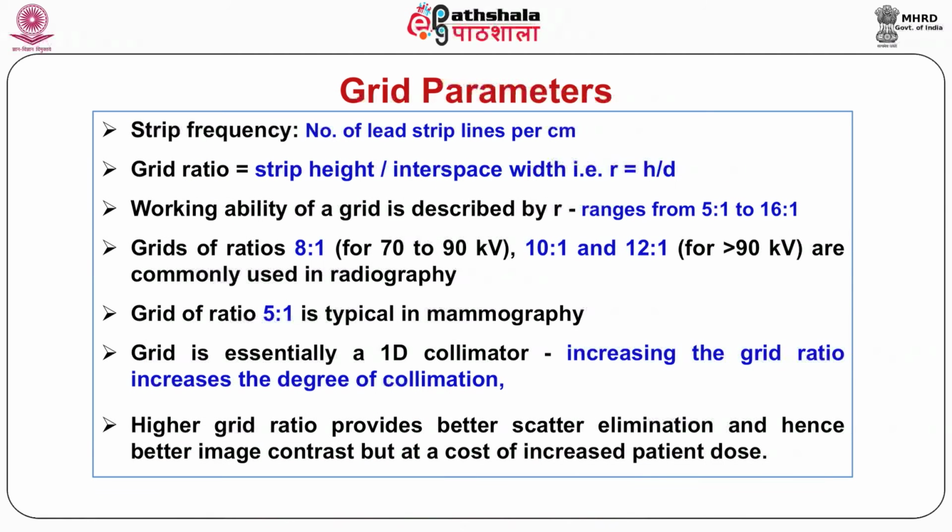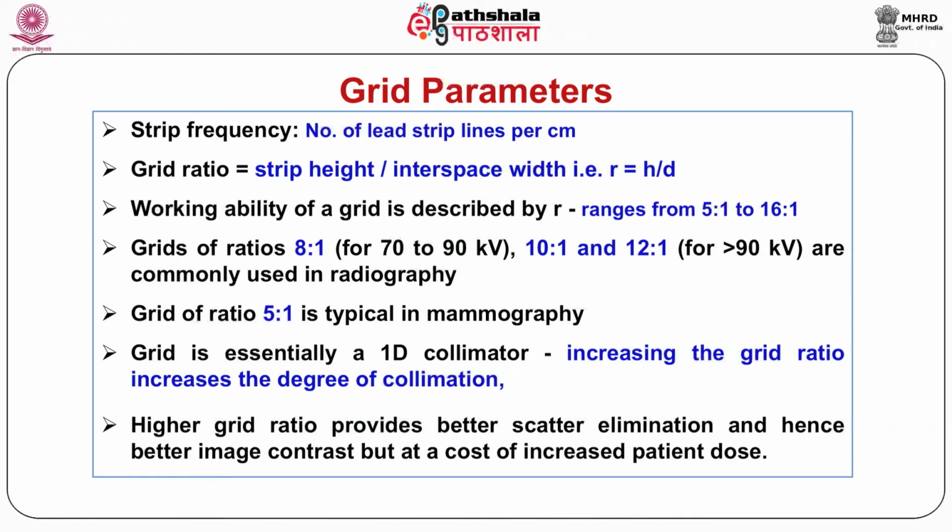The number of lead strip lines per centimeter is called the strip frequency, and the ratio of the height h of the lead strips to the width of the interspace d is known as the grid ratio R, which is given by grid ratio R equals strip height h upon interspace width d. The working ability of a grid is described by the grid ratio, and it ranges from 5:1 to 16:1.